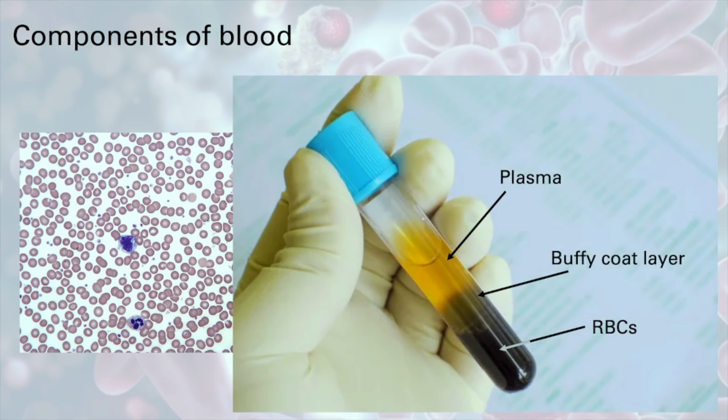This is what a real sample of blood that has been centrifuged looks like, and we can make out those three distinct layers. For the average adult human, blood makes up approximately 7 to 8% of the body mass. So for a 70 kilo adult, they will have a total blood volume of approximately 5 litres.